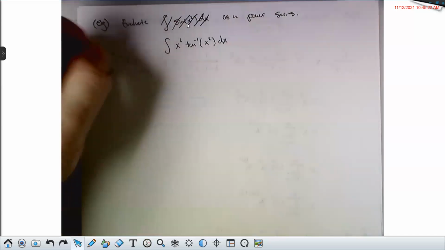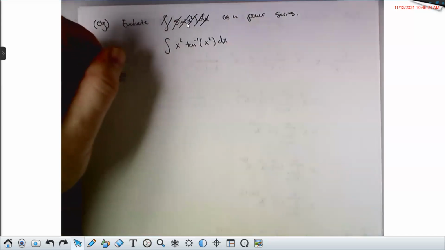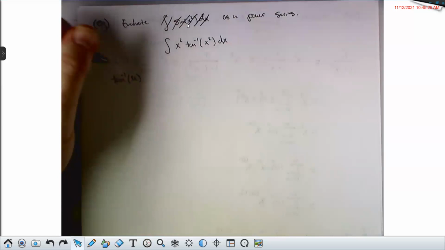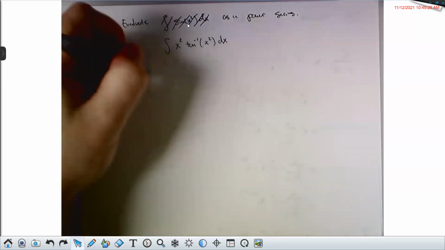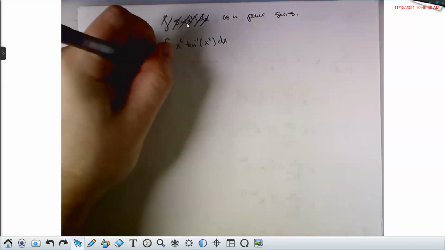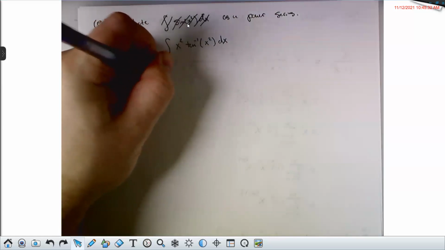So the game here is to start with the inverse tangent series, which I'll write in terms of the variable u. This was one that we cooked up last time, and we said we need to remember forever.